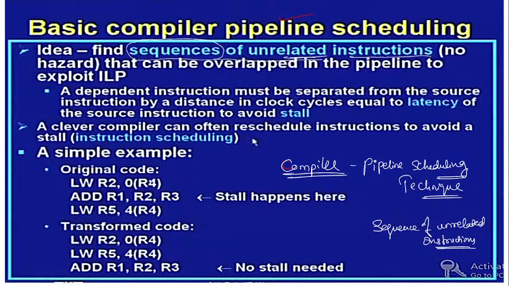Here you can observe that this is the original code. A dependent instruction must be separated from the source instruction by a distance in clock cycles equal to the latency of the source instruction, to avoid the stall. That means we are separating the independent and dependent instructions. You will understand with this example.